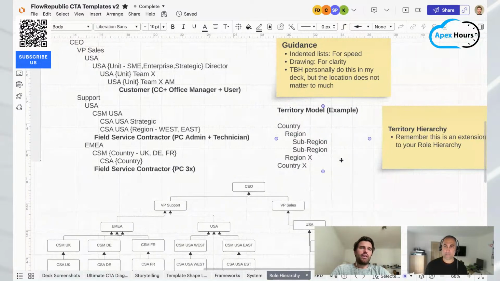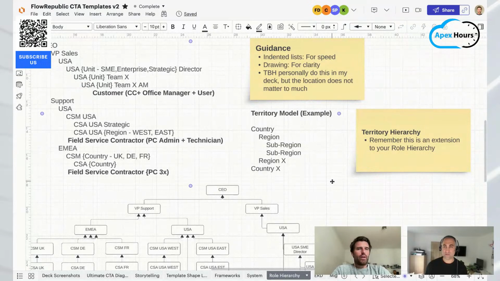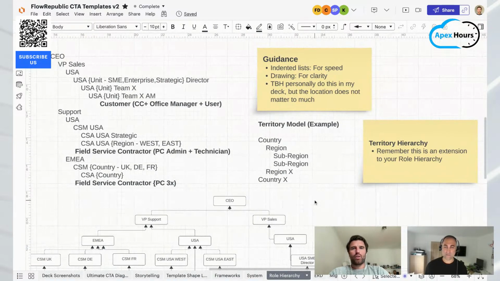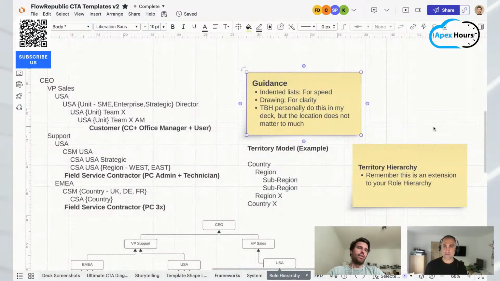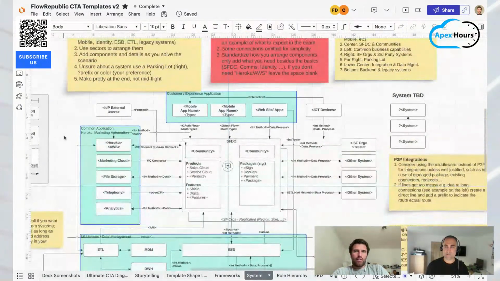What we have also included here as a reference is a territory hierarchy, for which the role hierarchy slide is probably a good location, but don't go crazy. The job here is just to exemplify how the territory model will be used and ultimately extend the role hierarchy model that you're using. Okay, good. By the way, you can see here we have included nodes of different colors. In this case, it's just the yellow one with some additional guidance and comments that you can use. With that being said, let's move on to the system landscape.